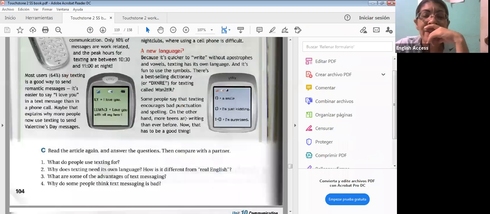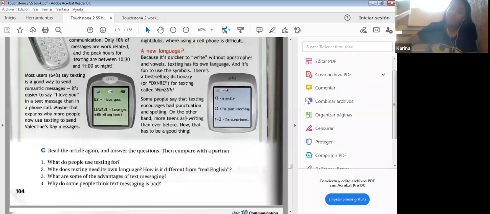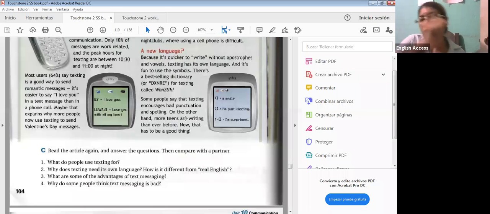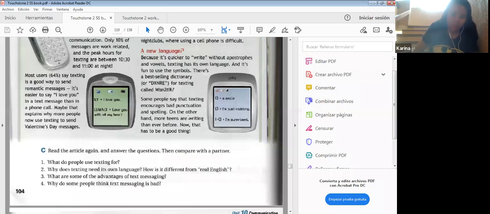To communicate. Yes, correct. Okay, Karina, well, now let's do exercise C. In exercise C, we have 4 questions. You're going to answer them according to the information in the article. Question 1, what do people use texting for? 2, why does texting need its own language? How is it different from real English? 3, what are some of the advantages of text messaging? 4, why do some people think text messaging is bad? So, well, here you can write the answers, or if you want to, you can just underline the responses in the article. Okay, teacher. So let's do it, please.